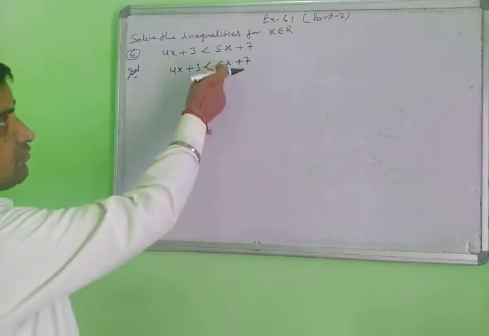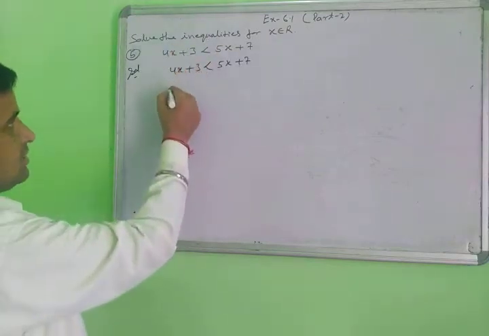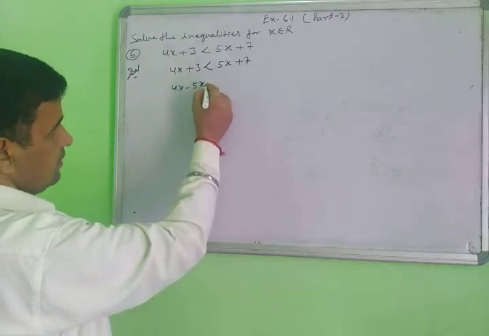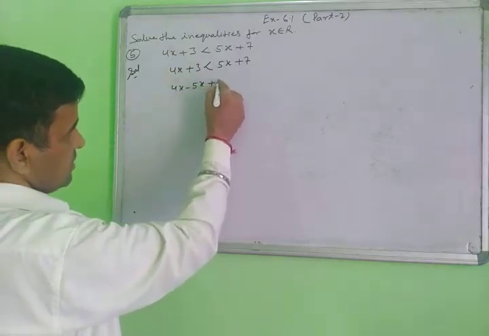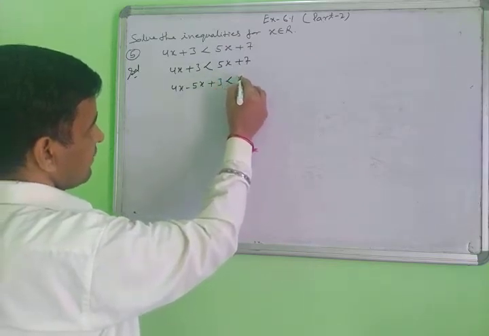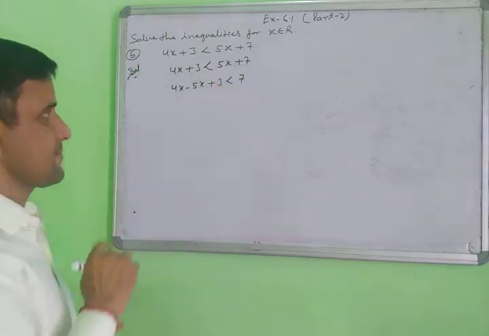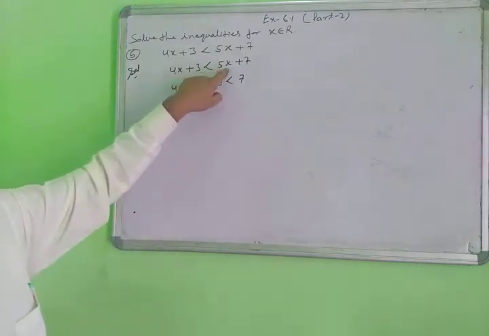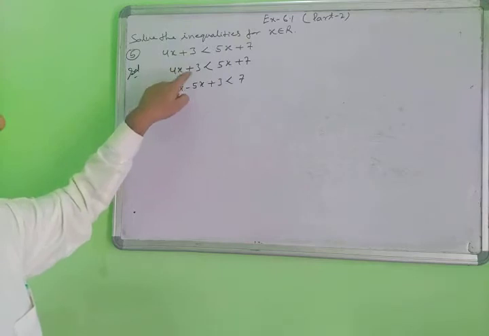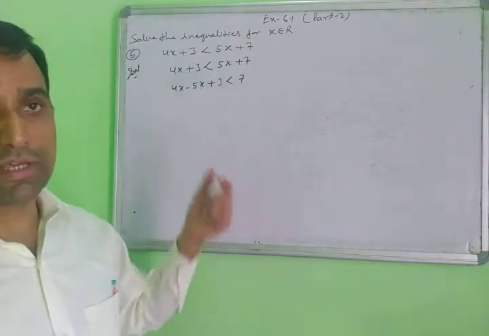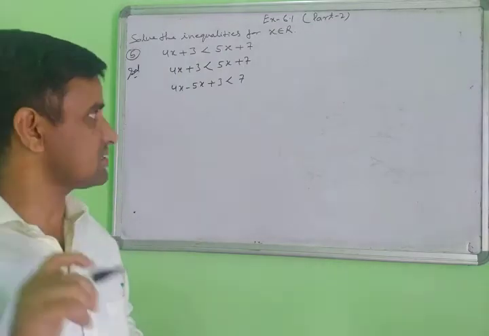First, transferring 5x to the left side, what will it be? Minus 5x. So minus 5x plus 3 less than 7. This sign will not be changed. It stays the same, because you are only transferring. The rules of inequalities are the same as the rules of equations.